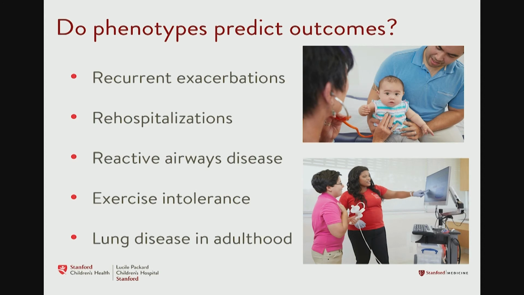So coming back, as we discussed, one of the main concerns with the present oxygen-based BPD definition is the difficulty in predicting short and long-term outcomes. So with improved characterization of phenotypes with these new diagnostic modalities, can we improve the definition of BPD and lead to meaningful prediction of outcomes? And these outcomes can include recurrent exacerbations, rehospitalizations, rates of reactive airway disease, exercise intolerance, and as Dr. Edmond was just mentioning, that adult lung disease and pulmonary vascular disease.